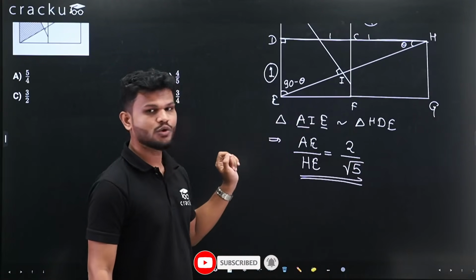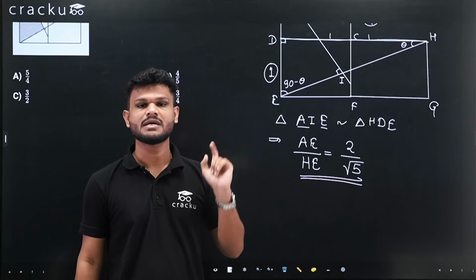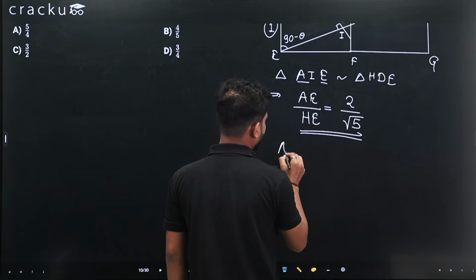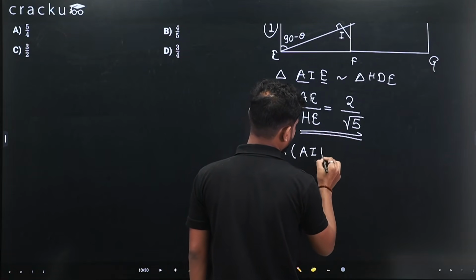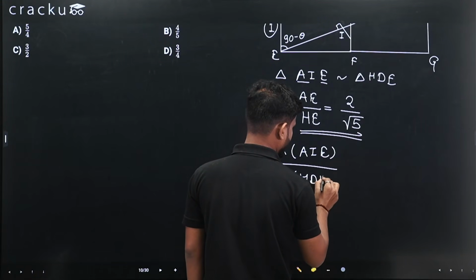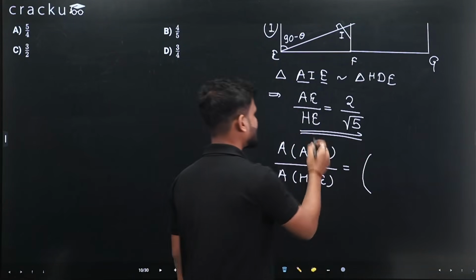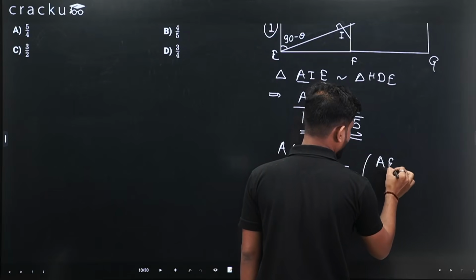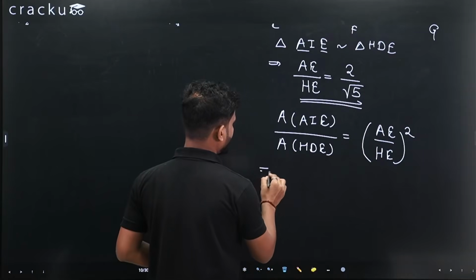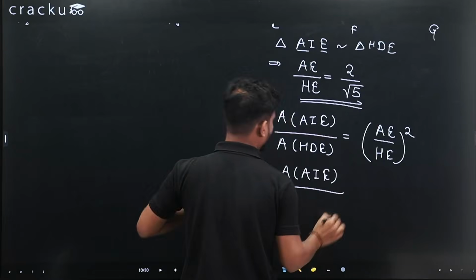Now we know that the ratio of areas of similar triangles is equal to the square of the ratio of their corresponding sides. So I can say area of AIE upon area of HDE is equal to the square of the ratio of their corresponding sides, which is (AE upon HE) whole square. Correct? From here, area of AIE upon area of HDE.